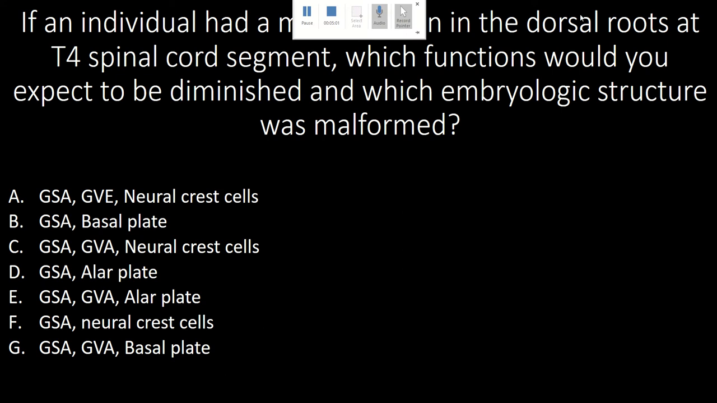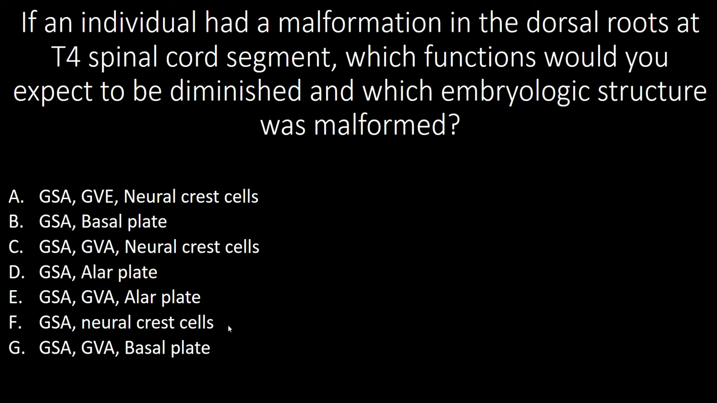And dorsal being on the dorsal side and all the structures and where they are coming from, these are going to be mainly or exclusively interested in afferent function. So I'm going to look for GSA and GVA, and they came from dorsal root ganglion, so they came from neural crest cells. So I'm going to go with C for my answer because the other ones didn't have neural crest cells.